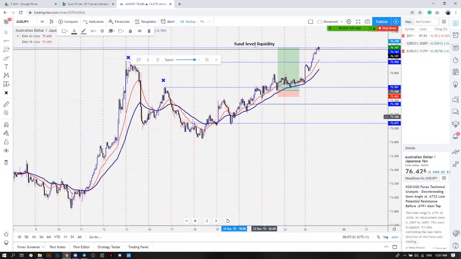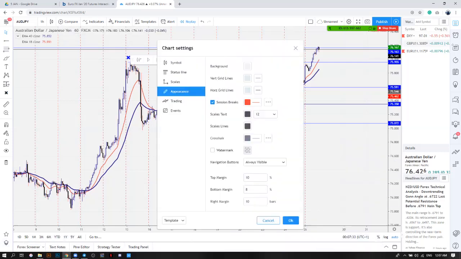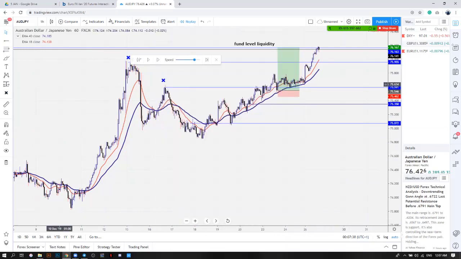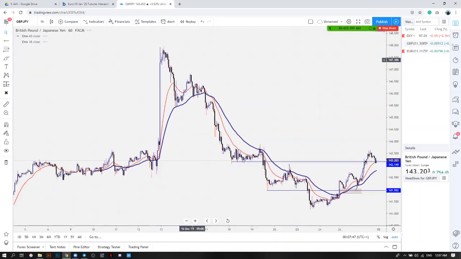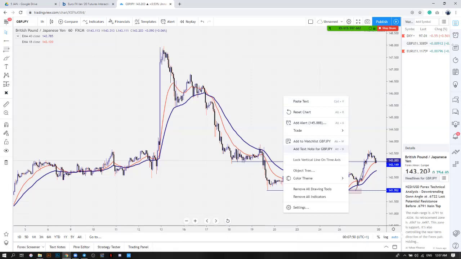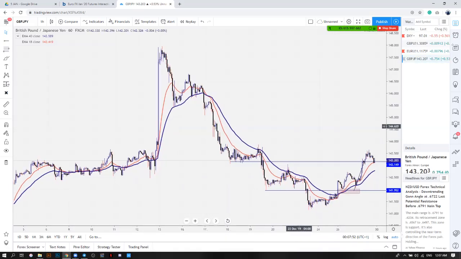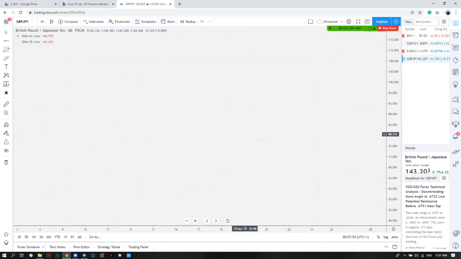Now let's go to what happens every day on the currency pairs. What does the market do? That is a big question. What does the market do? So today we're doing sessions and daily biases. Let's use GBP/JPY. GJ is a good example. What we do is add it to the watch list.